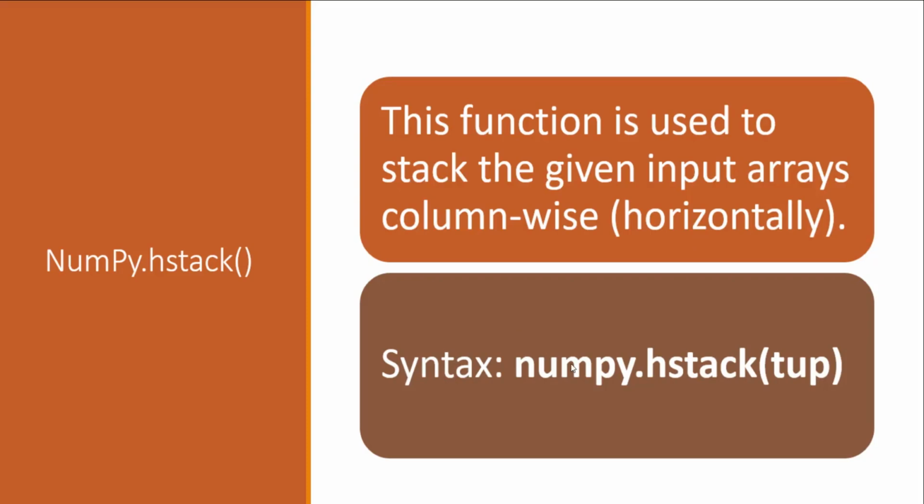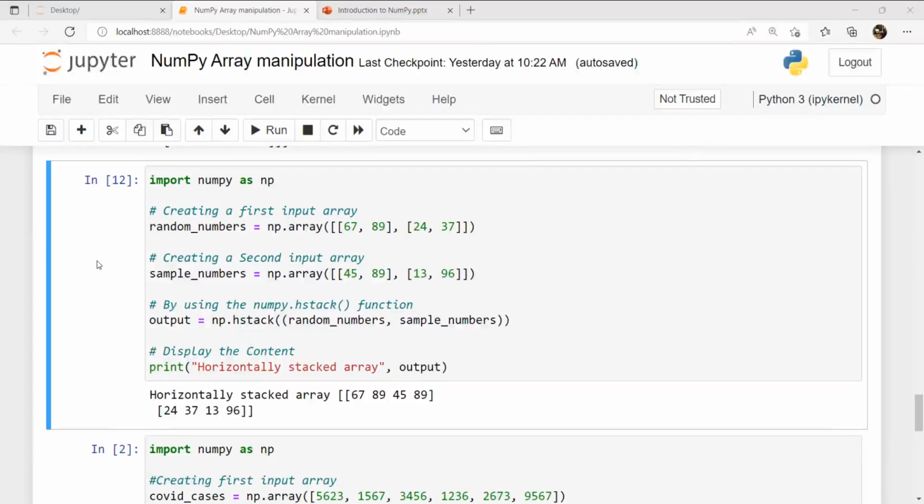So here is the syntax of the numpy.hstack function, and within this function it takes only one parameter, that is the input arrays which you want to be joined together. Now let us discuss the numpy.hstack function with the help of an example. In this example we have declared two input arrays and stored them in two variables, random numbers and sample numbers. After that we have used the numpy.hstack function to combine the two input arrays together and make them into a new two-dimensional array. So this function will only return the horizontally stacked array.